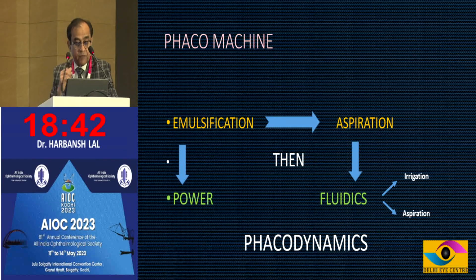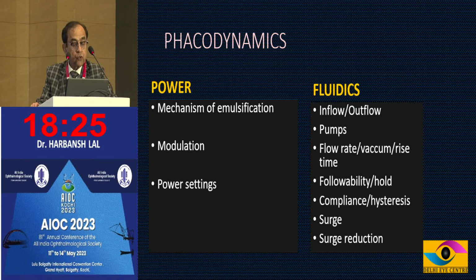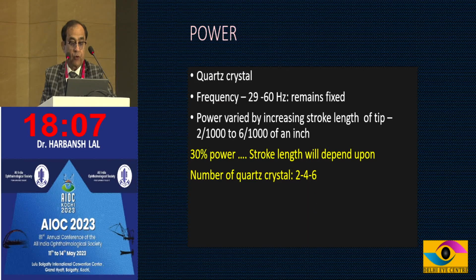So the basic function of the Phaco machine is the Phaco emulsification, which is done by the power, and then there is the aspiration. When we talk of the aspiration, in other words, the power and fluidics, the fluidics has got two functions, irrigation and aspiration. All this combined we call Phaco dynamics. So in the power we need to know how this machine works, how we can modulate it, and what power setting we should have. And same in the fluidics, what is the inflow, what are the types of pumps, flow rate, vacuum rise, followability, hold, compliance, stresses. All these things we need to understand, the Phaco dynamics completely.